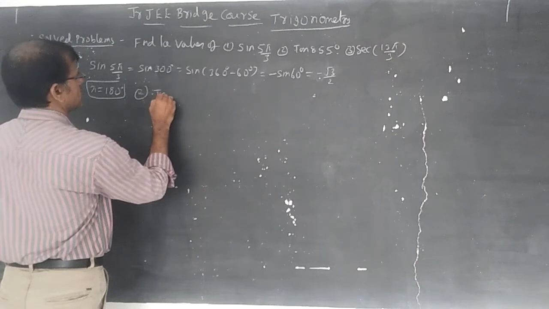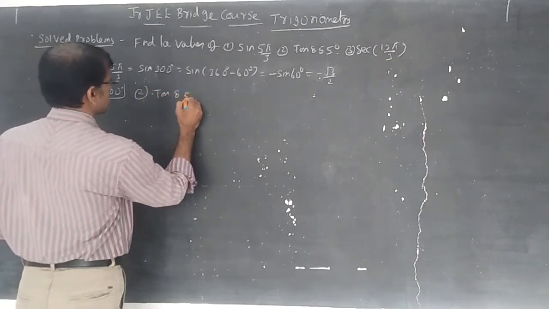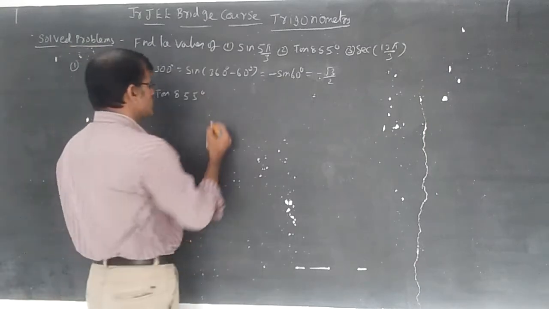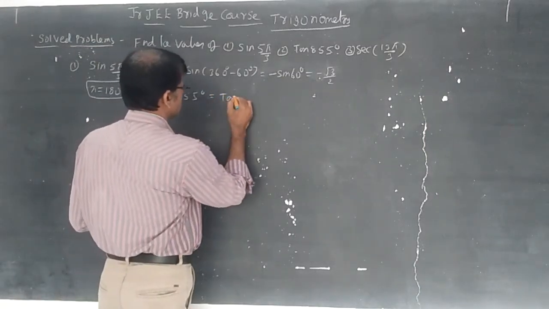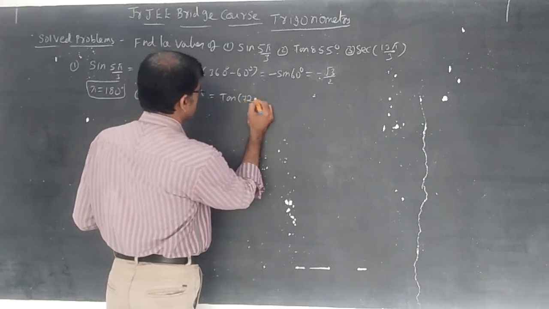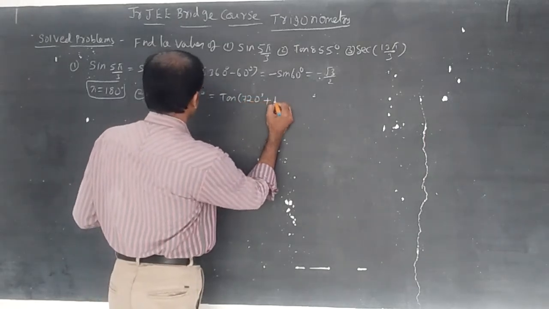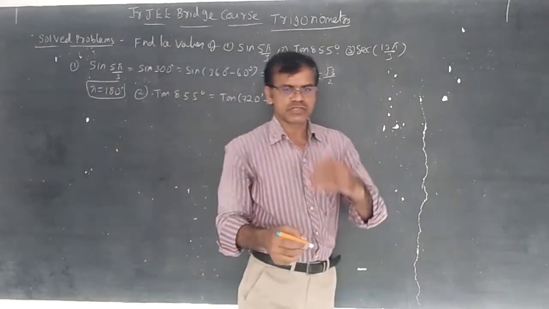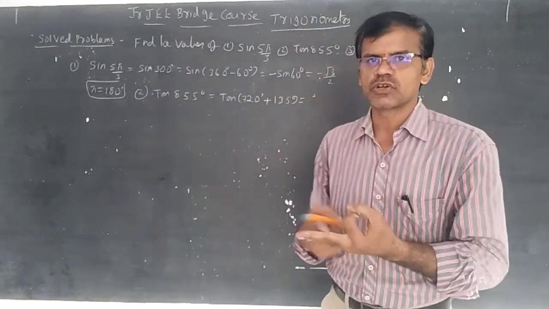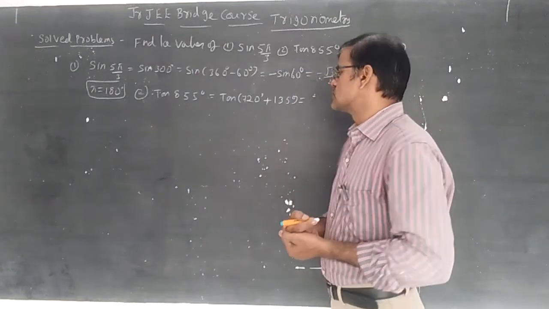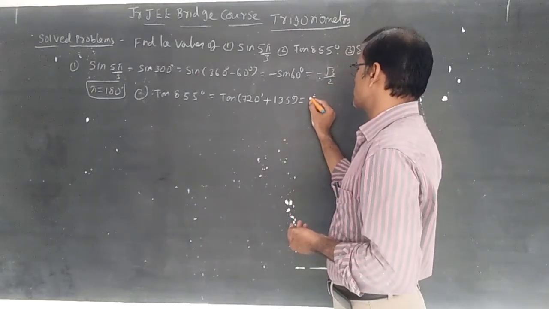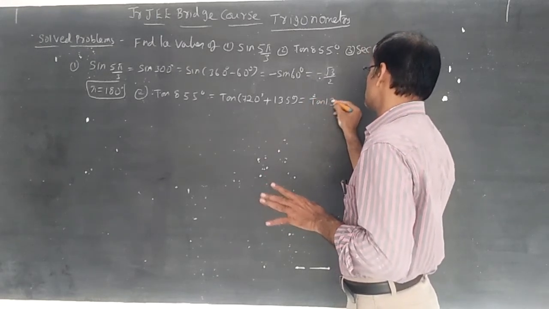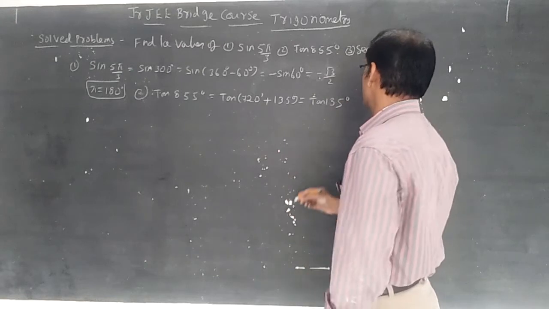Second question, tan 855 degrees. 855 is near to 720, so you can write 720 plus 135. Students, 360, 720, 1080 and so on are multiples of 360. So 720 is nothing but 0, and there is no need to write it. Simply you can write 135 degrees.